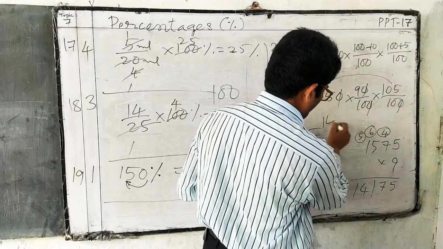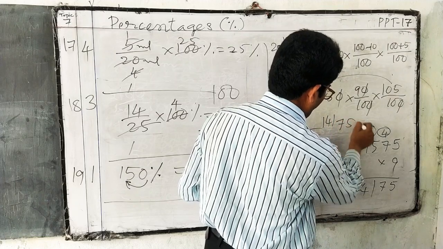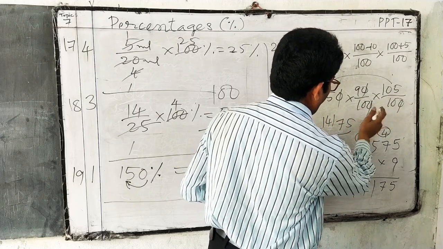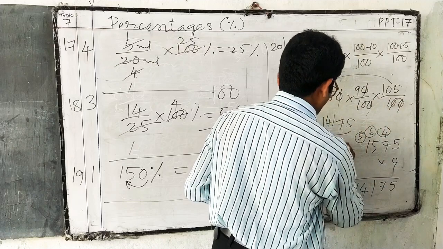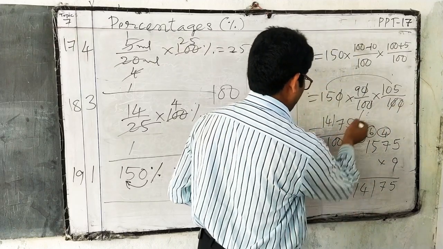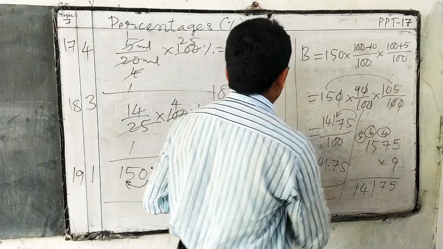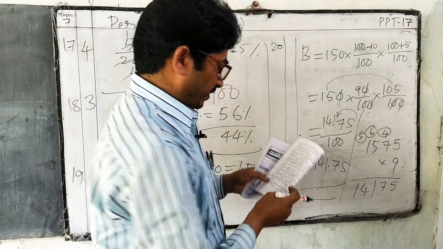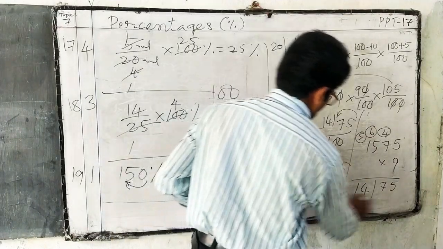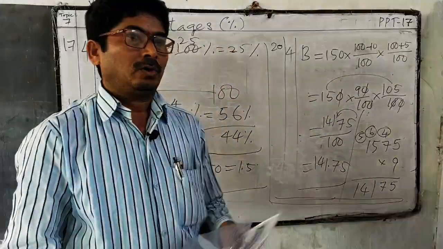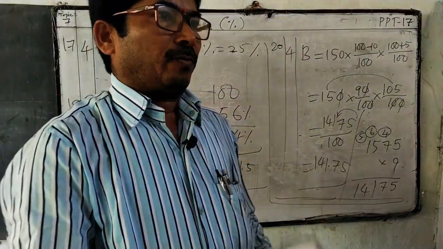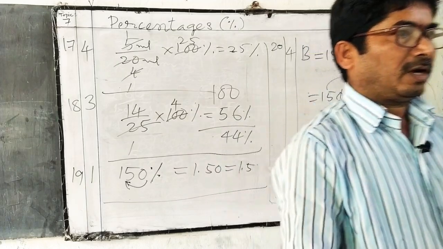So 141.75 by 100. Here we have 100. So what is the answer? 141.75. 141.75 is fourth option. Option 4.